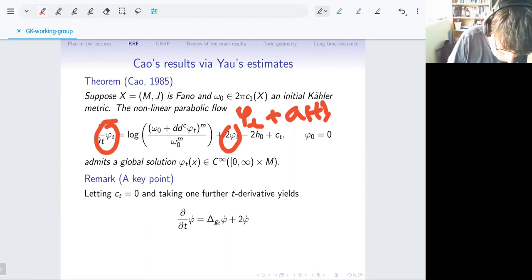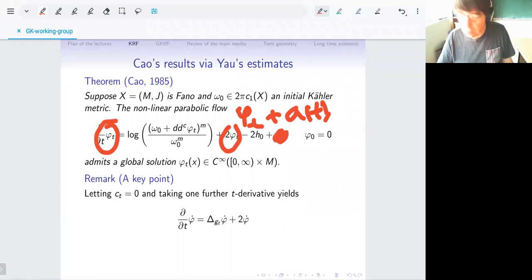And if you do that, we can consider the flow without any constant. And if you take one derivative of the initial flow, I linearize essentially, you will end up with the following linear PDE. So the derivative of phi dot will be the Laplacian of phi dot plus twice phi dot.